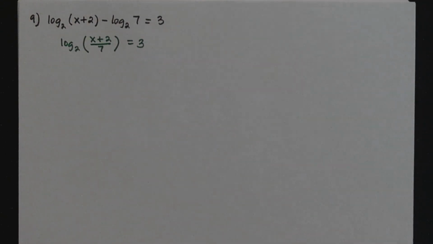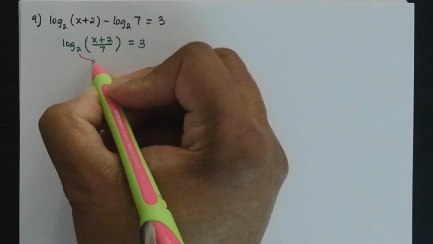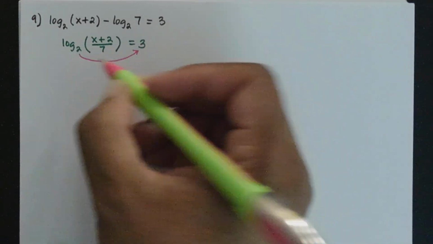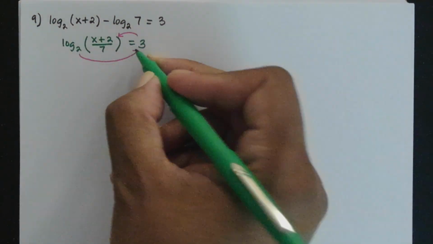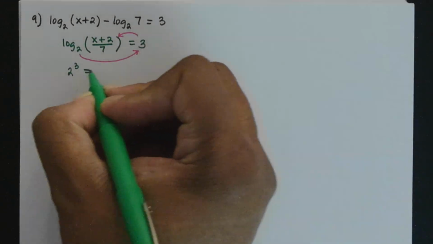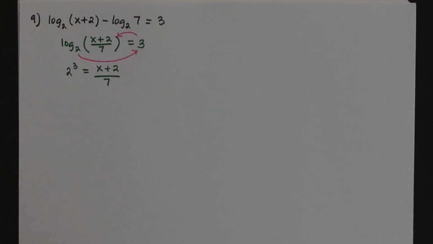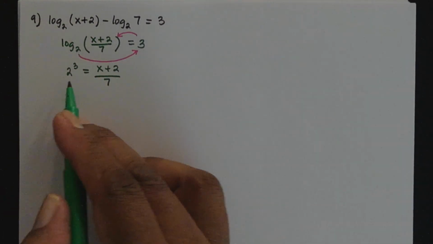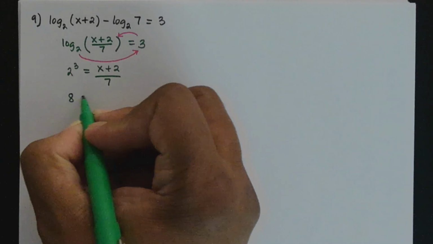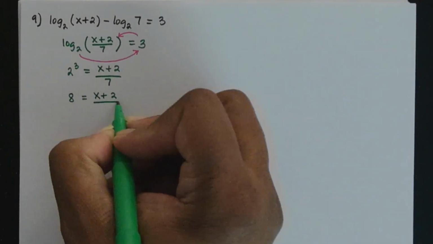And then the next step would be to write this in its equivalent exponential form. We need to convert this logarithmic equation into its equivalent exponential form. Meaning the subscript for your log is your 2. This 3 represents the exponent for your base. That's going to be equal to this argument right here. So that means I'm going to have 2 raised to the 3rd power, and that's equal to x plus 2 over 7. And now let's simplify this. 2 to the 3rd power would be 8, and that's equal to x plus 2 divided by 7.